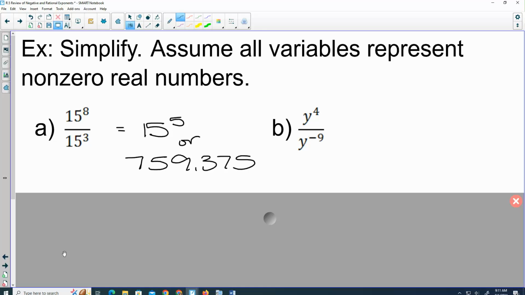On B. What would we do there? Okay, you can flip first. Does everything have a negative exponent? No, just the y to the negative 9th. So y to the 4th had a positive exponent, so it stays. Since we had a negative exponent on the bottom, it will move up to the top.